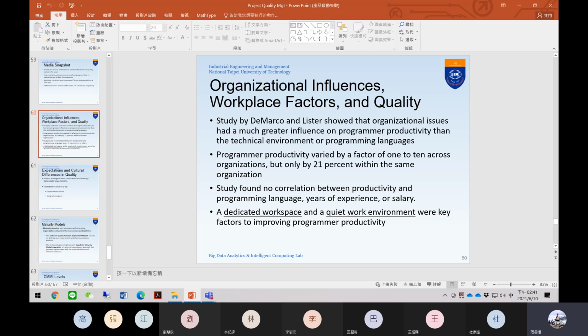The study found no correlation between productivity and programming language, years of experience, or salary. Now you need to find the right person, the right person that fits the job opening. A dedicated workspace, a quiet work environment, or ambient conditions were key factors in improving programmer productivity. That's why so many programmers like to work at home, or work very late.